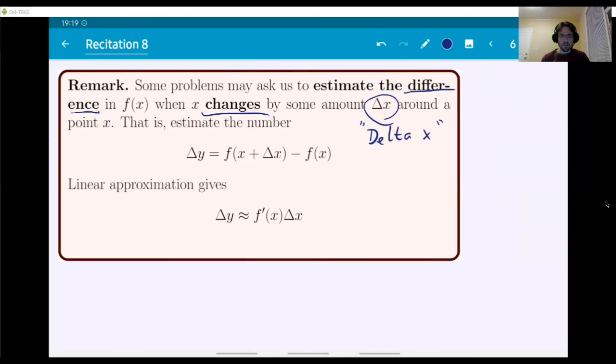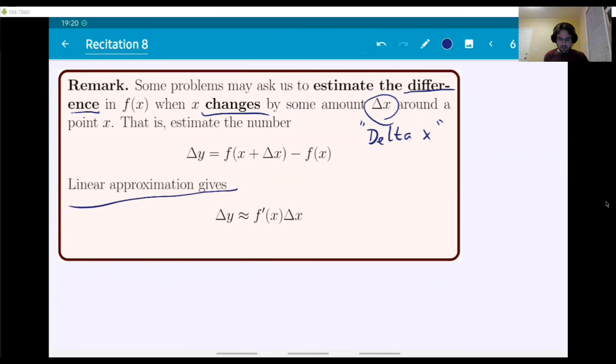So in other words, the problems will, instead of asking you to find the linear approximation, say estimate the difference in the f values when x changes between x and x plus delta x. And you can call that number delta y. How do you do that? By using this formula. Now you can remember this formula as a completely separate thing, but really this is all the same. It is given by linear approximation.